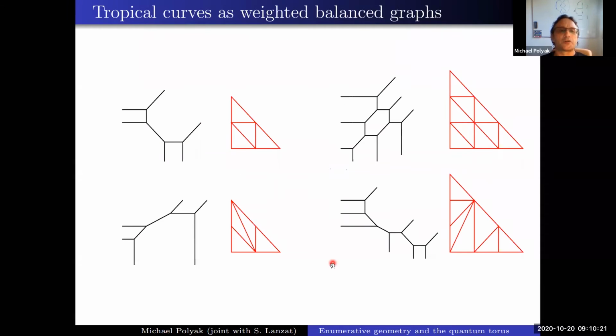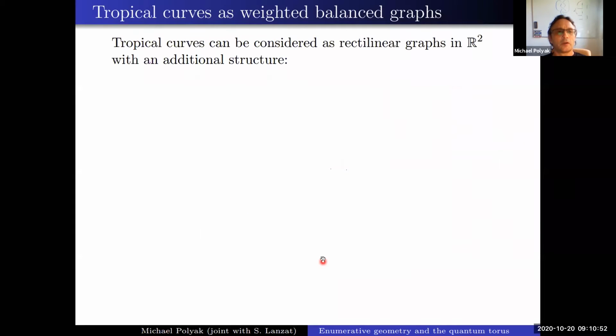So here are more pictures of tropical curves. So these are more conics, these are cubics. And you see that these graphs, for example, here, it has a loop, and indeed it is related to the genus of the initial curve, of the original curve. These 3 curves are just trees, so they will indeed correspond to curves of genus 0.